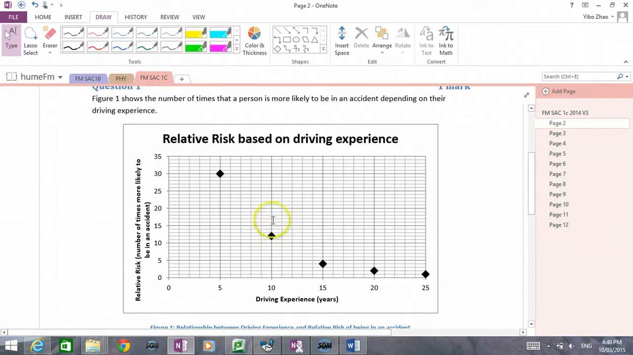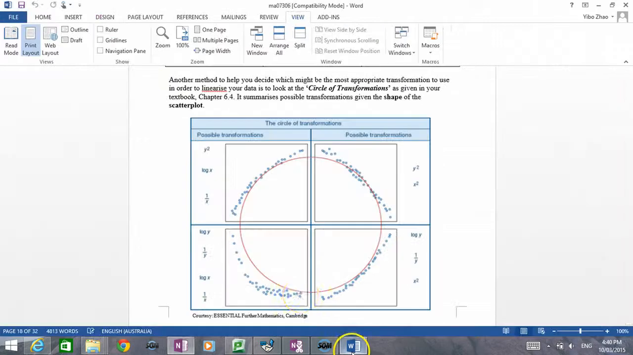my shape looks like this. It looks like this curvy shape. In the diagram, which is this part, in order to make this part linear, this diagram tells me I have to log y. I have to do 1, 2, 3, 4. I can do either of these four transformations. Any one will be fine.